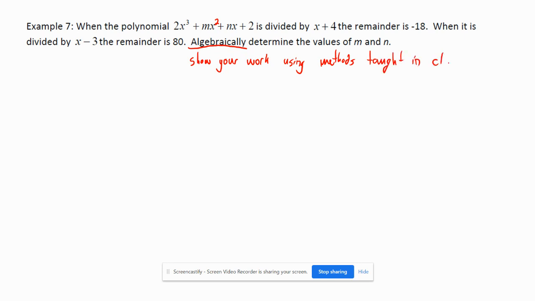So in other words, if you just put an answer for this and don't show any work, you'll probably get a 0 for your mark. Okay? So you need to be able to back up your work, kind of showing methods that you can learn in class here. All right, so this is very similar to the last question.